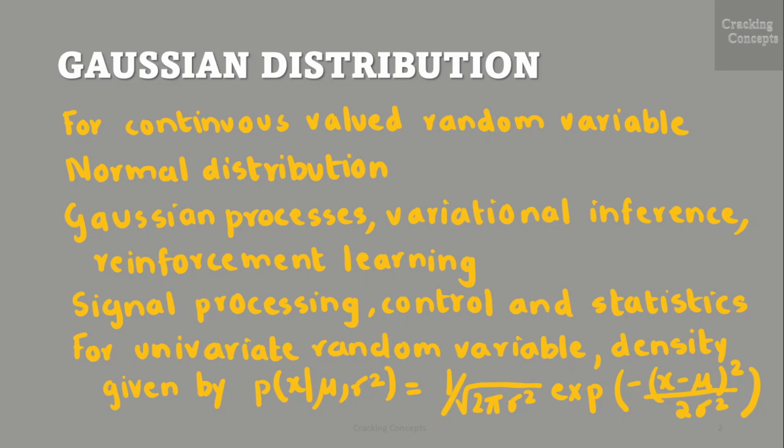For a univariate random variable, the Gaussian distribution has a density that is given by p(x | mu, sigma squared), which is equal to 1 by root of 2 pi sigma squared, exponential of minus (x minus mu) the whole squared by 2 sigma squared.